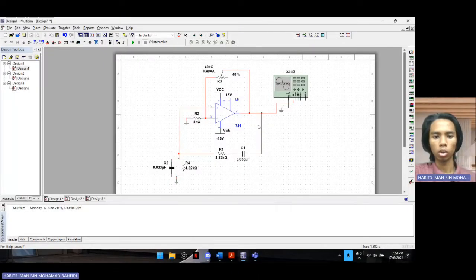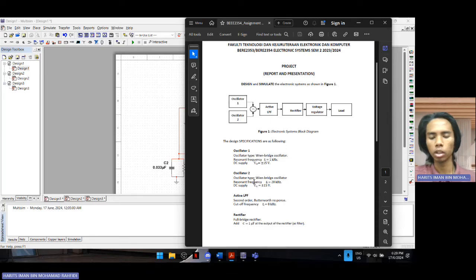Assalamualaikum warahmatullahi wabarakatuh. My name is Haris Iman bin Marafidi from BRT 2/1. Today I'm going to present about the electronic system report. So my part is oscillator 1 and oscillator 2. Both oscillators use the same type of oscillator, which is the Wien bridge oscillator. The difference is only the resonant frequency, which is 1K for oscillator 1 and 20K for oscillator 2.